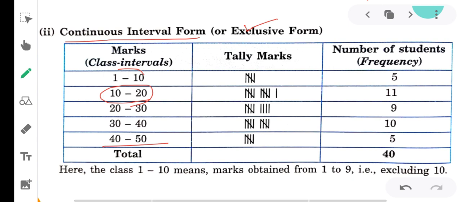So here the true upper limit is 20 and the true lower limit is 10, and the difference between the true upper limit and lower limit will be the class size, that is 10.